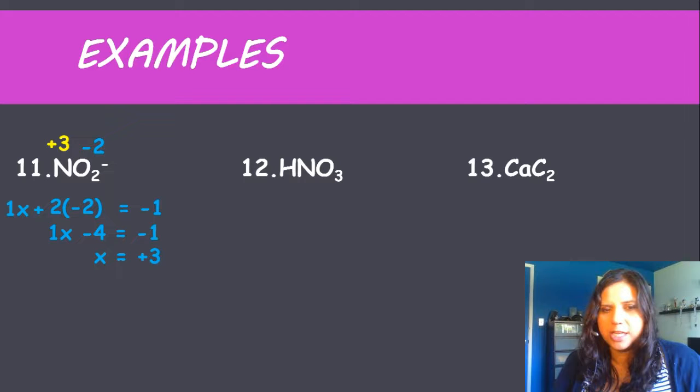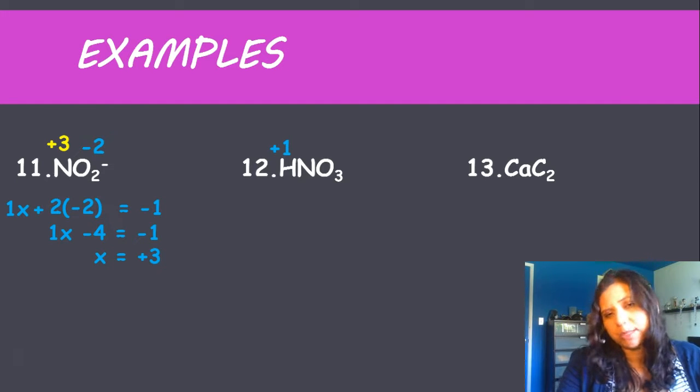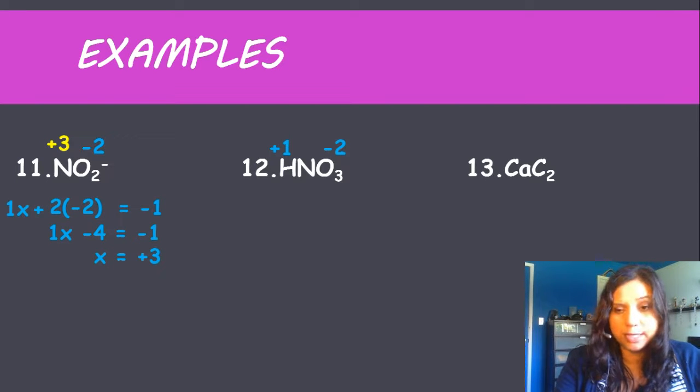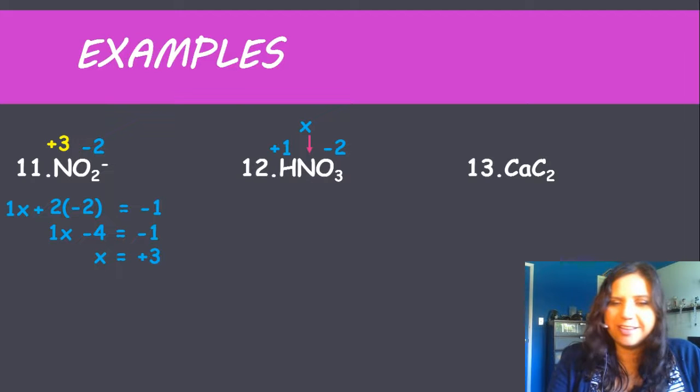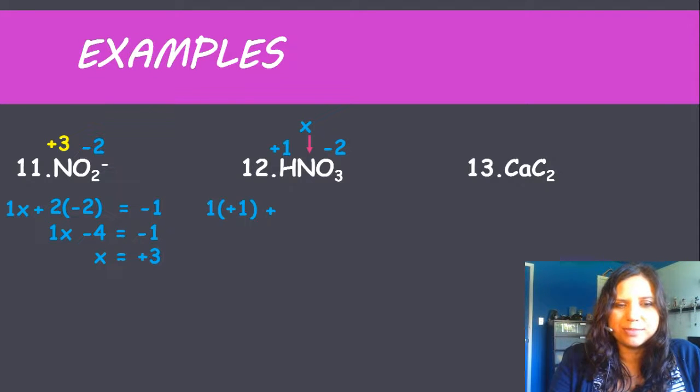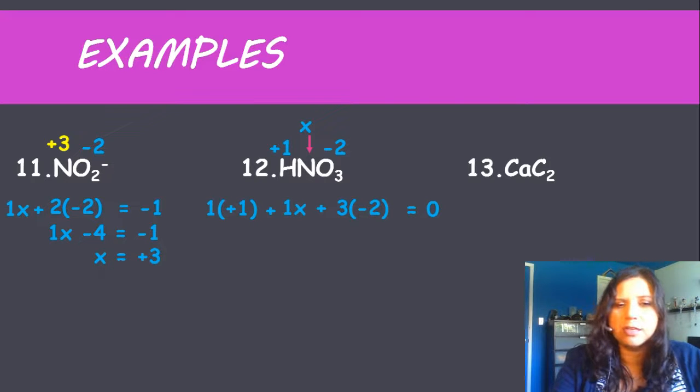All right, next one, HNO3. So we know hydrogen is usually a +1 when it's with nonmetals. So we'll put +1 there. Oxygen, usually -2. Nitrogen is something we don't know. We don't have a rule for it, so it's X. So make sure you keep referring to those rules. All right, so 1 times +1 plus 1 times X, because I only have 1 nitrogen, plus 3 times -2 because I have 3 oxygens, each one's a -2. And that's going to equal 0 because this doesn't have a charge.